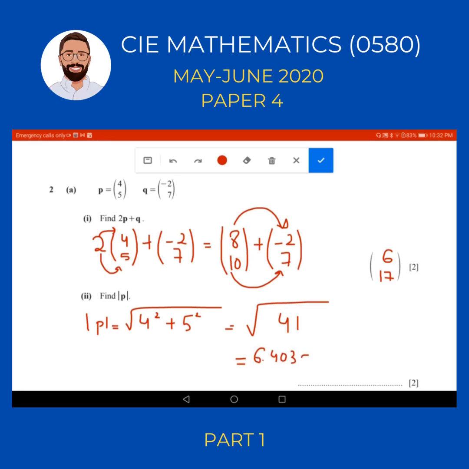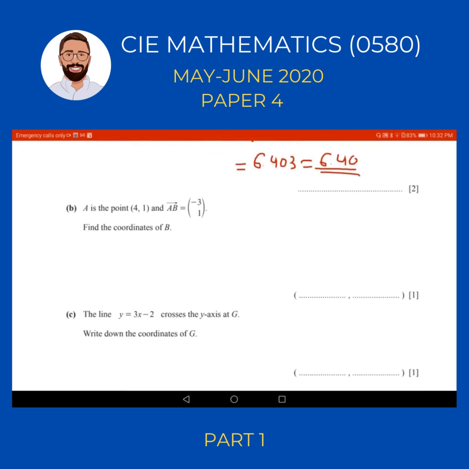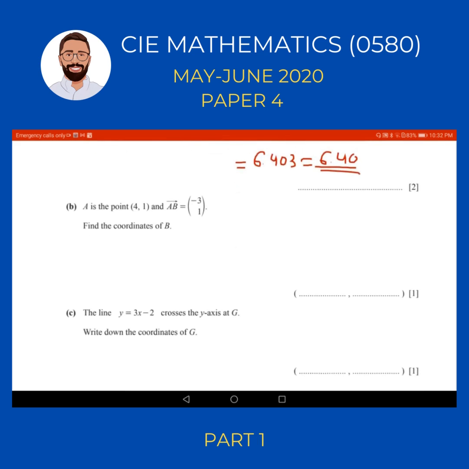So to 3 significant figures, the answer is 6.4. So that's the modulus or the magnitude of P. Now in part B, it says A is the point (4, 1) and AB is (-3, 1). We need to find the coordinates of B.